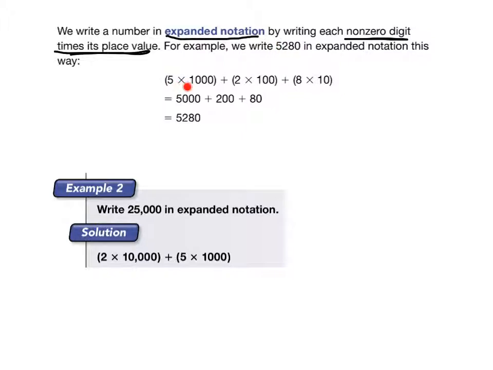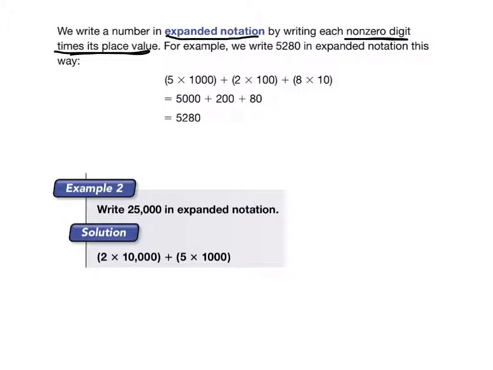So 5 is in the thousands place, so 5 times 1,000. 2 is in the hundreds place, so 2 times 100. And 8 is in the tens place, so 8 times 10. So then you get 5,000 plus 200 plus 80, and that equals 5,280.